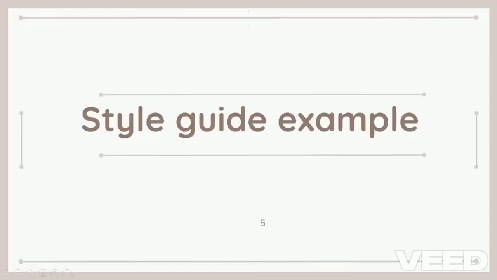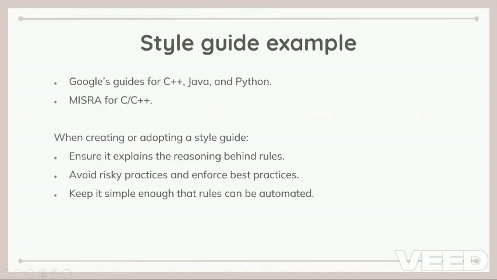Now, if we talk about style guides, here are some examples, which include Google's guides for C++, Java and Python, as well as the Motor Industry Software Reliability Association guide for C or C++. When creating and adopting a style guide, it's important to ensure that it explains the reasoning behind the rules, avoids risky practices, and enforces best practices. The guide should also be simple enough to allow for automation of rules, ensuring consistency and efficiency in coding standards.